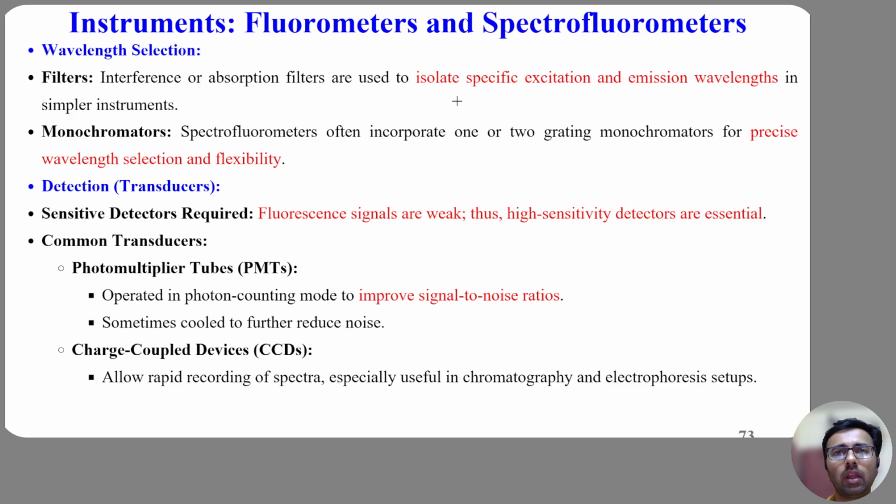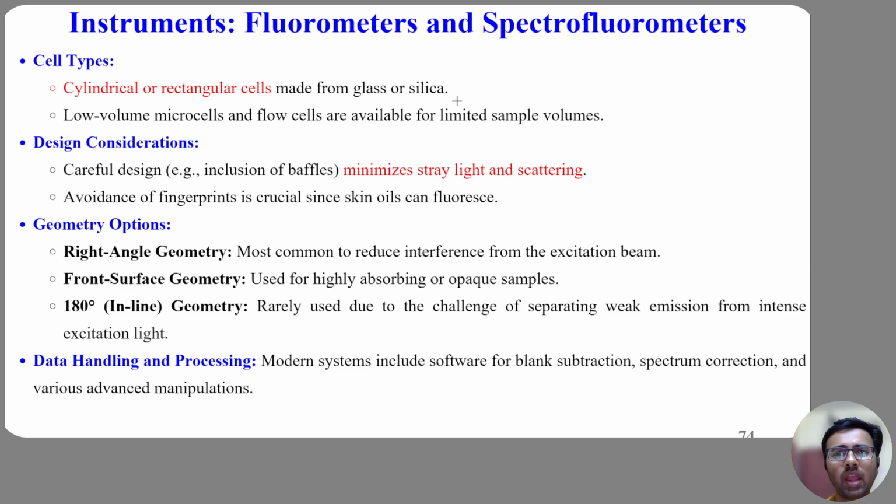An alternative technology is charge coupled devices, known as CCDs. CCD arrays allow nearly instantaneous recording of an entire emission spectrum, especially useful in chromatography or fast flow experiments. Finally, we consider the geometry of the sample cell. The cells may be cylindrical or rectangular, constructed from optical glass or fused silica.